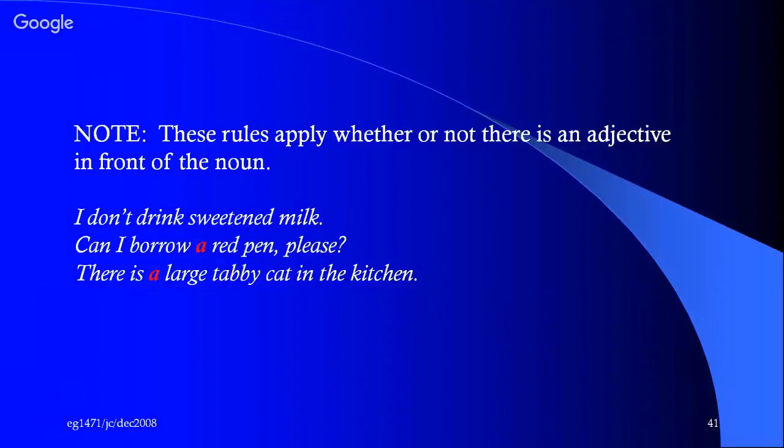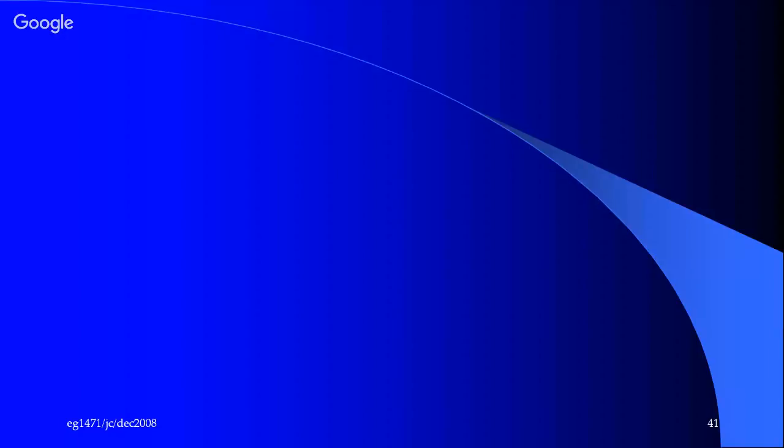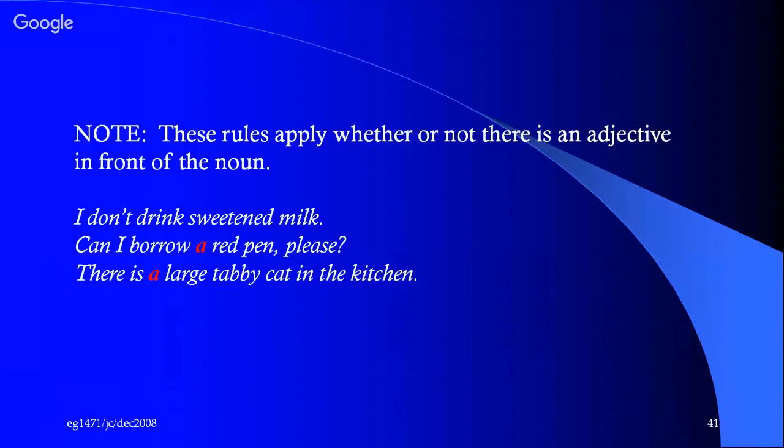These rules apply whether or not there is an adjective in front of the noun. I don't drink sweetened milk. So these previous rules, illalla nodidvalla, ee rules na navu adjectives illi bidli, we have to follow these rules. I don't drink sweetened milk. You can say I don't drink milk, but even if there is an adjective you don't use the article. I don't drink sweetened milk. Can I borrow a red pen please? I can say can I borrow a pen, but at the same time, if there is a red pen, I can still use the same indefinite article. There is a large tabby cat in the kitchen.